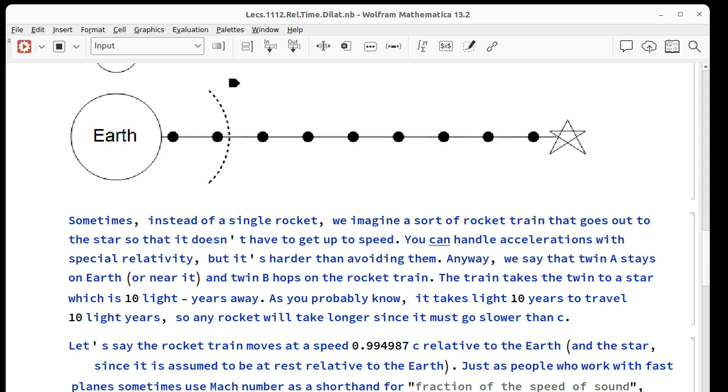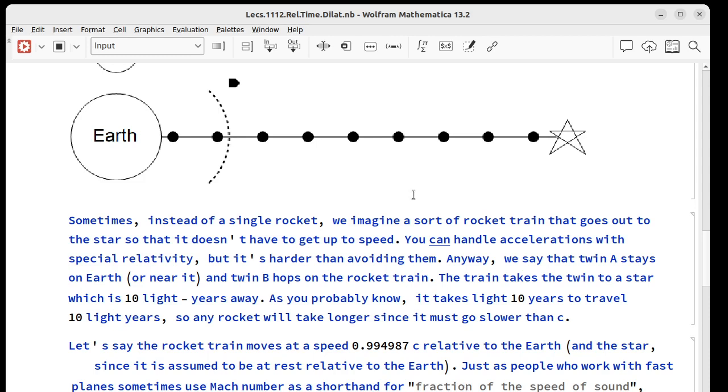Just like people who work with aircraft, especially fast ones, might use Mach number as shorthand for a fraction of the speed of the sound, we can use this thing beta, which is our velocity divided by c, to represent that fraction of the speed of light. So we would say beta in this case is 0.994987. We're never going to get beta greater than 1, though. You can have Mach numbers greater than 1, but you can't do that for beta. The reason I picked this number is it gives us a gamma of 10.